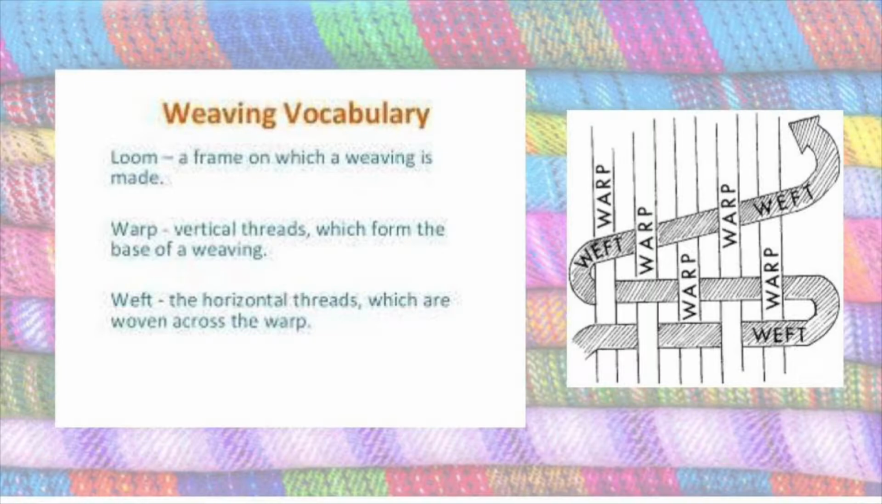Another word you need to know is warp. The warp strings are the vertical or up and down strings that form the base for our weaving. Lastly, there's the weft string. The weft is the horizontal or side-to-side threads which are woven across the warp strings.